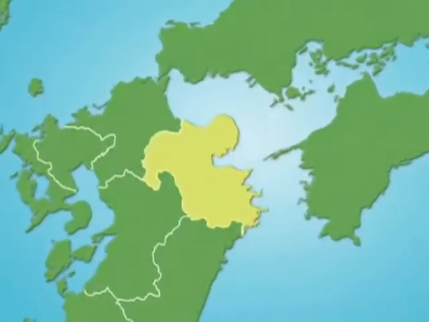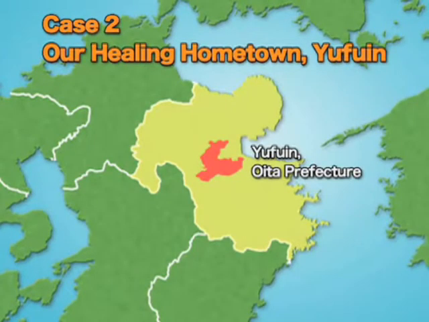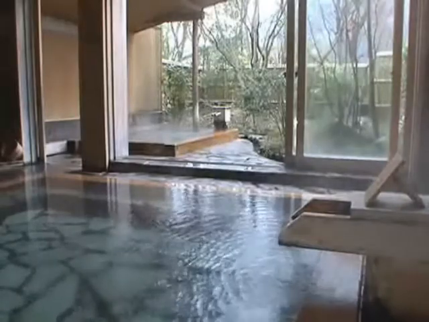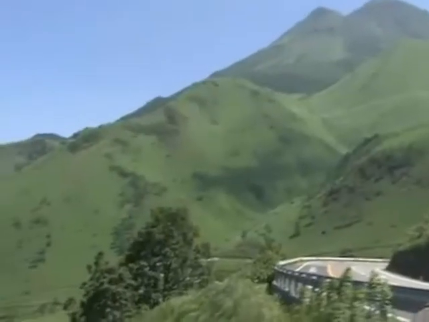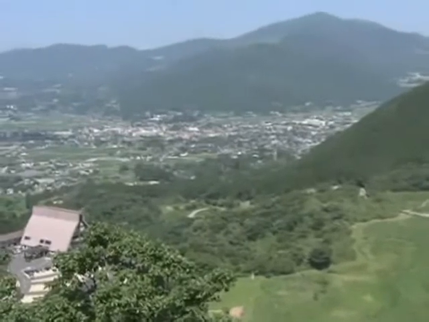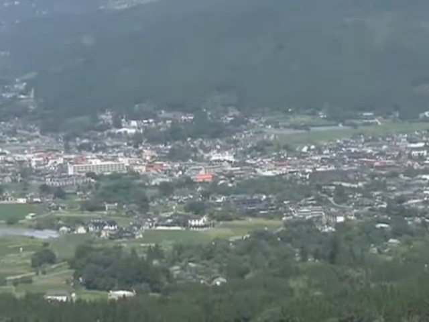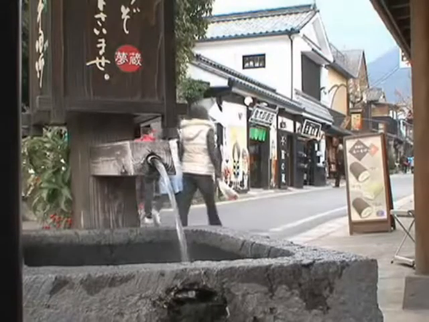Another town in Oita Prefecture revitalized itself by increasing the demand for tourism. A land of volcanoes, Japan has many hot springs. Visiting a hot spring resort is a popular holiday break for many Japanese, and there are many possible destinations. Yufuin in Oita Prefecture is one of Japan's most popular hot spring resorts. The beautiful natural landscape and serene traditional town attract a lot of people.